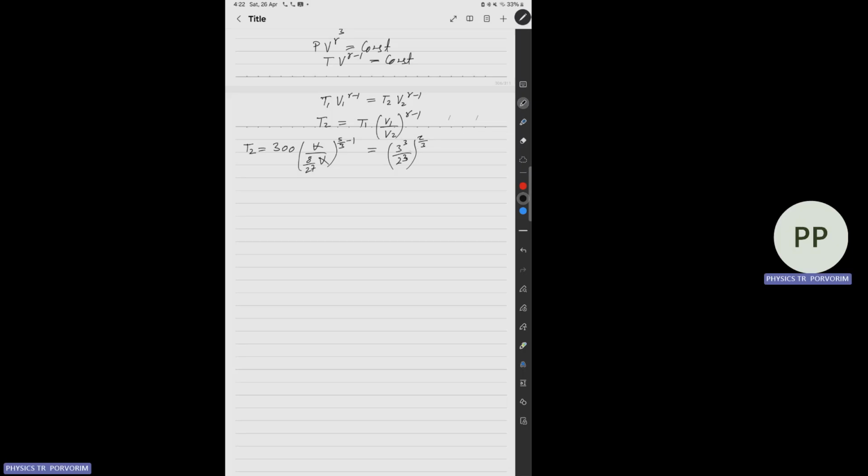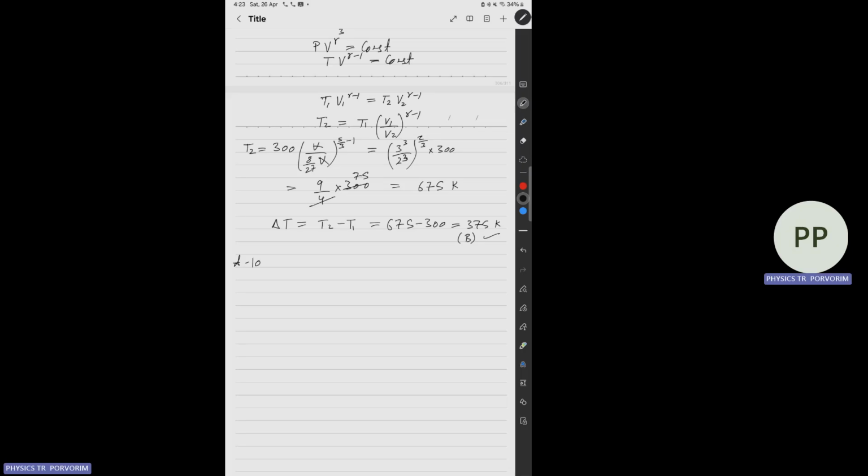Now we can see that the power 3 is getting cancelled. There is a 300 also. So it will be 9 by 4 into 300. So it will be 675 Kelvin. So we have to calculate the rise in temperature. So it will be T2 minus T1. That is 675 minus 300. The answer is 375 Kelvin. So the correct option is B.